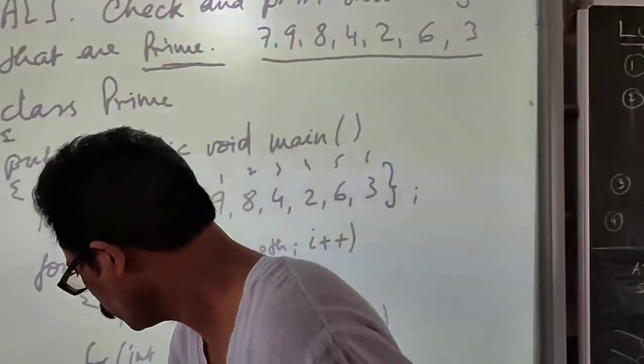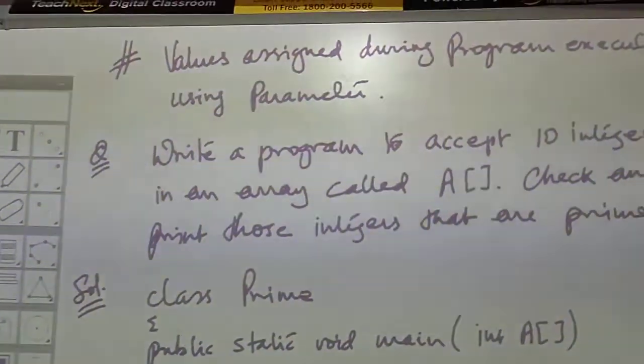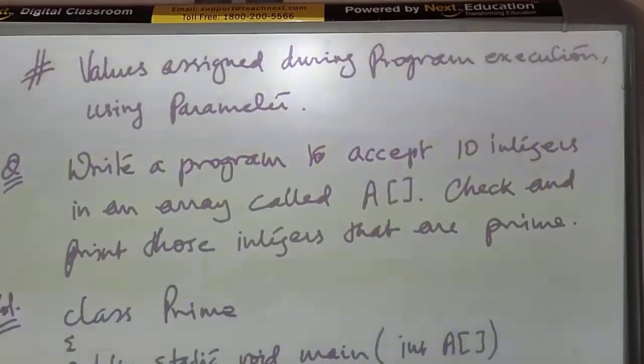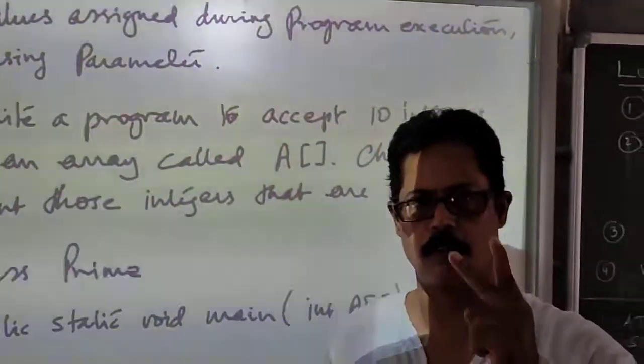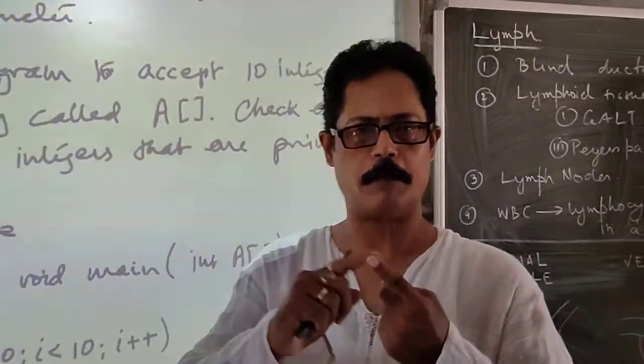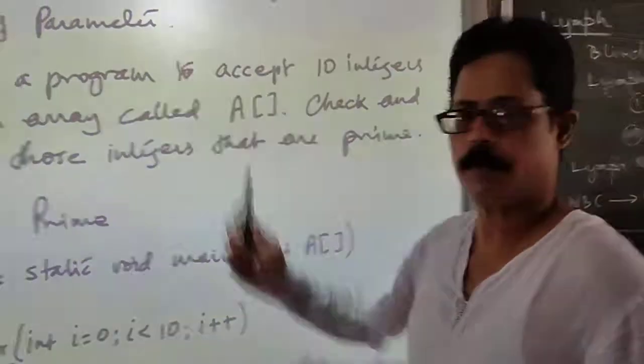Then we move on to the next one. Let's see the next one. The values are assigned to the variables, that is array variables, during program execution. Now in execution, as I said, there are two parts. One is using parameter, and the second one is using a scanner object. So here we are using parameter.